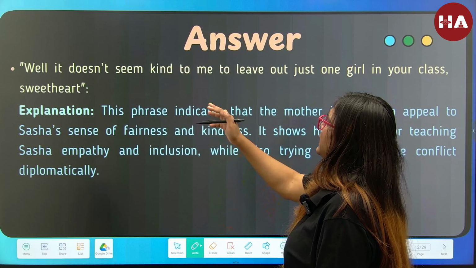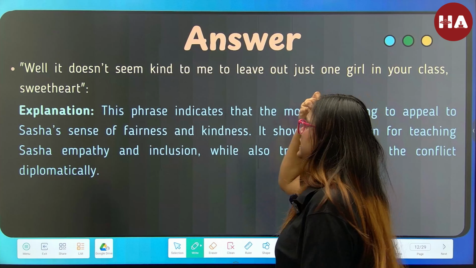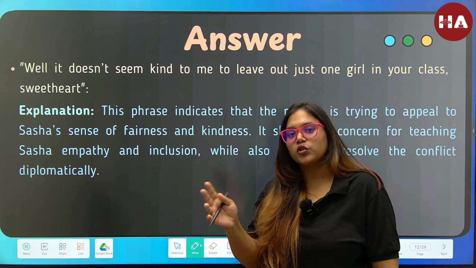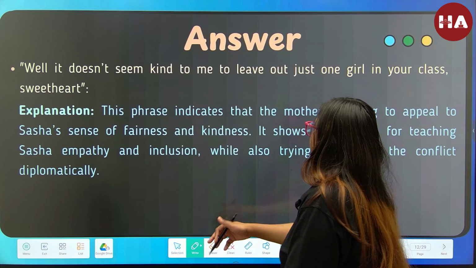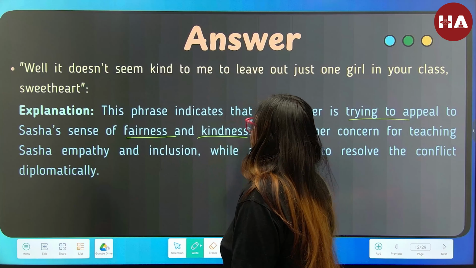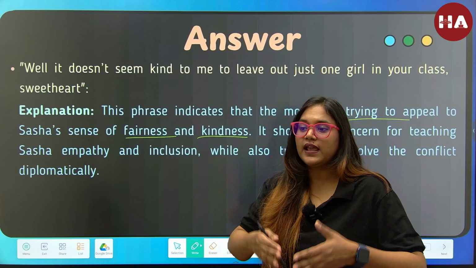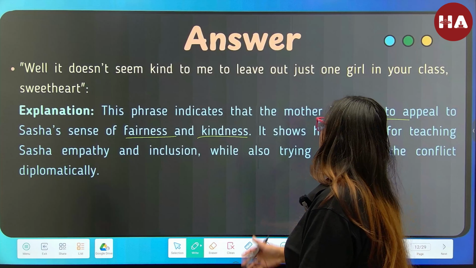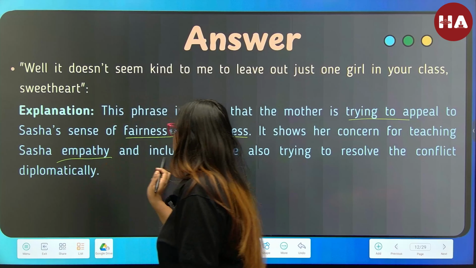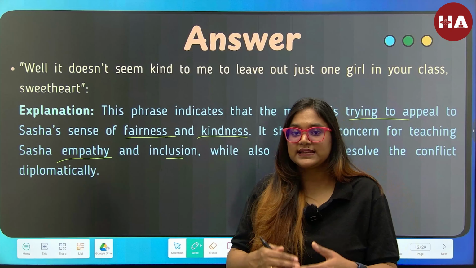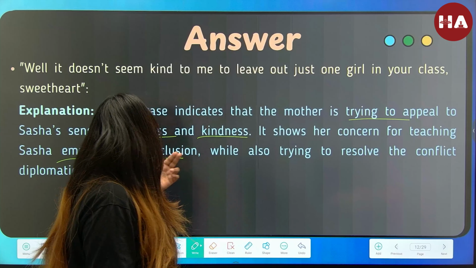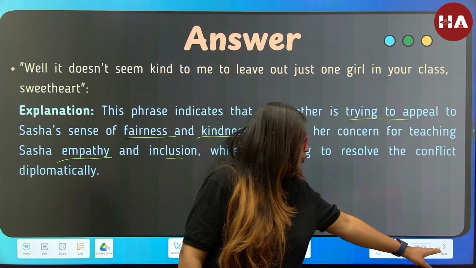Well, it does not seem kind to me to leave out just one girl in your class, sweetheart. Now you have to again imply something about both the characters, the mother and the daughter. It indicates that the mother is trying to appeal to Sasha's sense of fairness and kindness. So she wants her daughter to be fair and just and kind. It shows her concern for teaching Sasha empathy, very important, that she wants her child to be empathetic and inclusive, while also trying to resolve the conflict diplomatically. So she is trying to do that diplomatically.